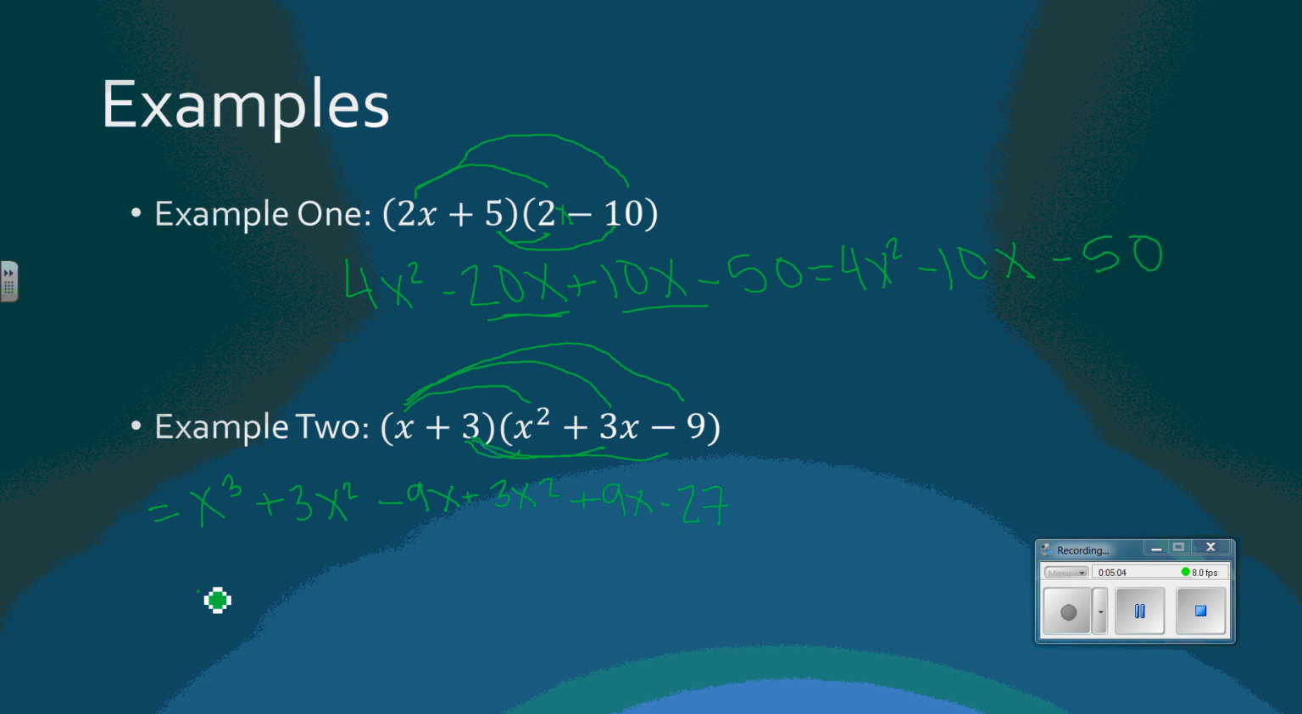Combine like terms. X cubed, there's nothing to combine with. 3x squared can be combined with 3x squared, so you get 6x squared. Negative 9x plus 9x is actually 0x, so you just don't have to write it. They kind of cancel out. And you have negative 27 to the side. Then you're done.